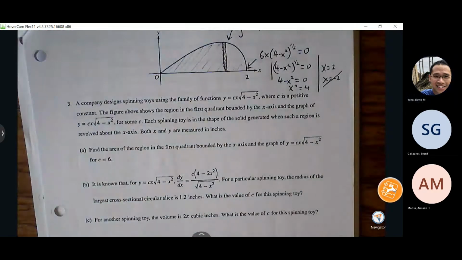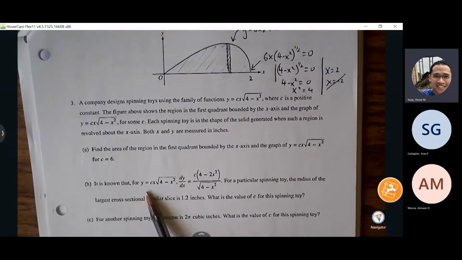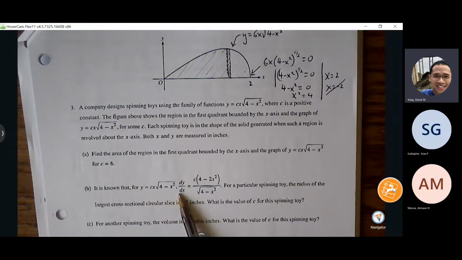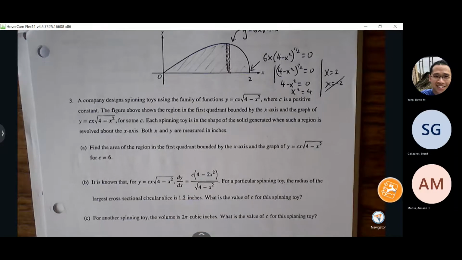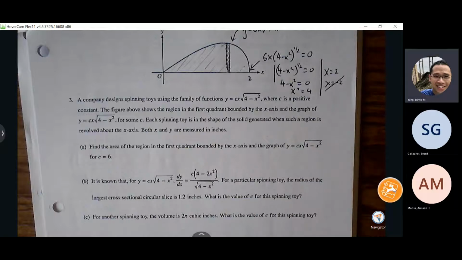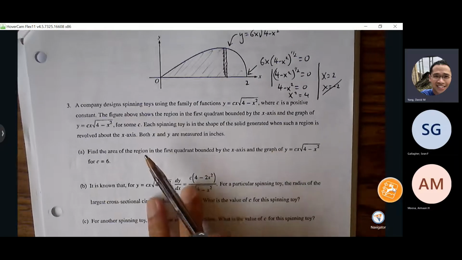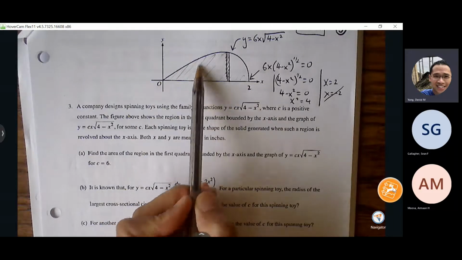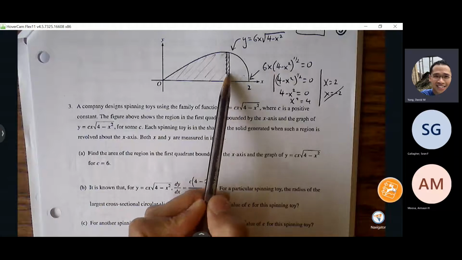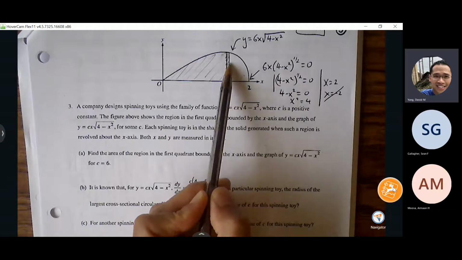Part B, it is known that y equals cx root 4 minus x squared. The derivative is in this form. So that's nice. They are telling us what the derivative function is. Okay. Next part, for a particular spinning toy, the radius of the largest cross-sectional circular slice is 1.2 inches. So that means we see that this circular toy has different radius, right? But then the maximum radius is going to be a 1.2.